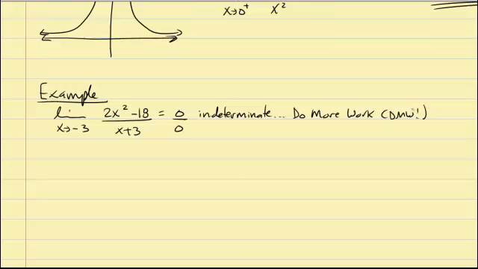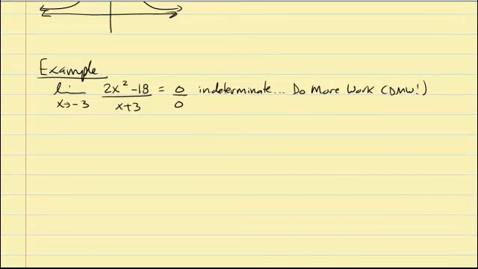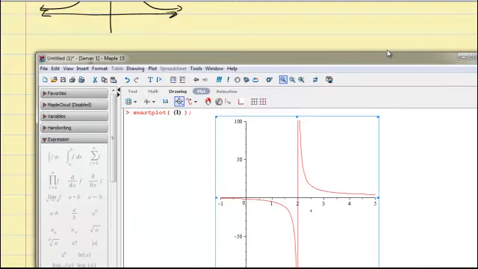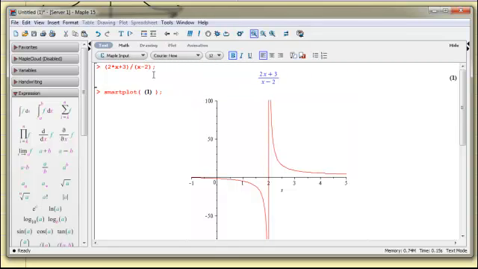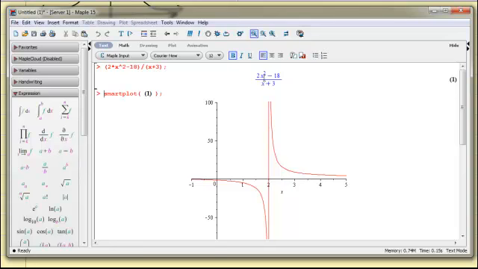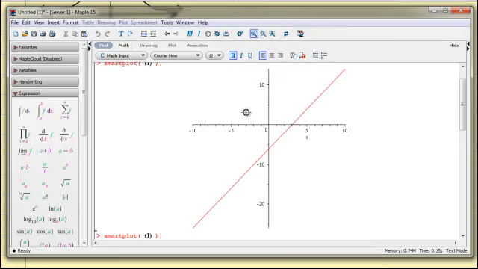Well, what's the more work that we can use? Numerically, this didn't work out for us, so let's go ahead and look at this graphically. So again, let's go ahead and pull in Maple. Here we go. And let's go ahead and graph this. It's 2x squared minus 18 in the numerator and x plus 3 in the denominator. Right click and go to plots, 2D plot, and there's my graph. And this graph actually is not correct, but we'll make those changes once we get it back into Journal.